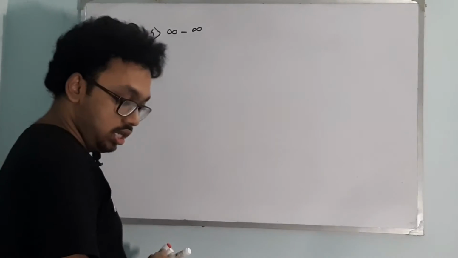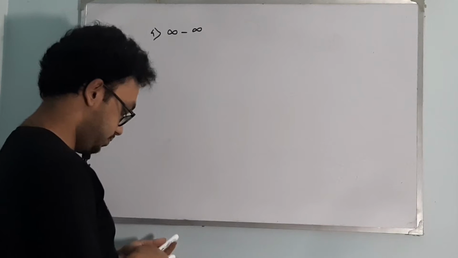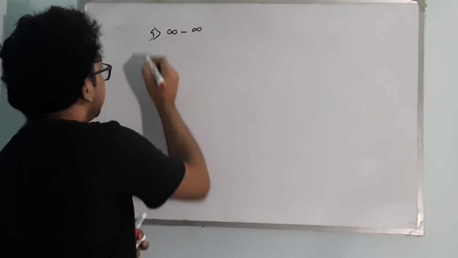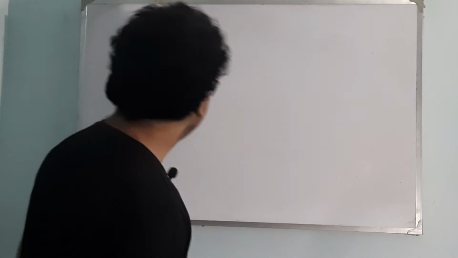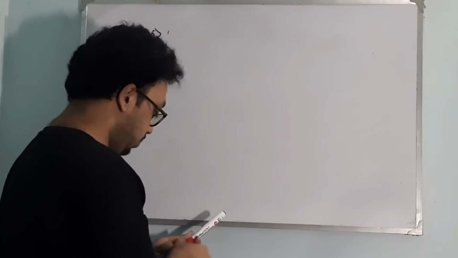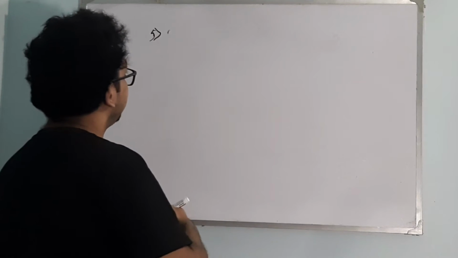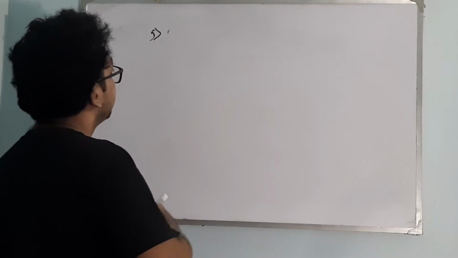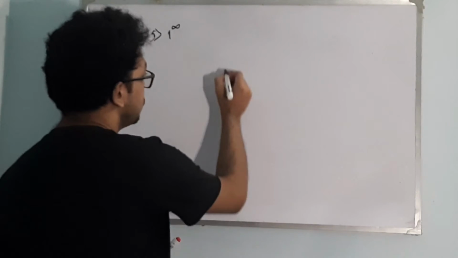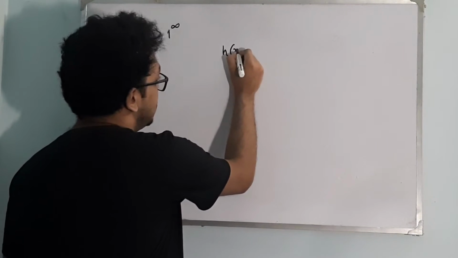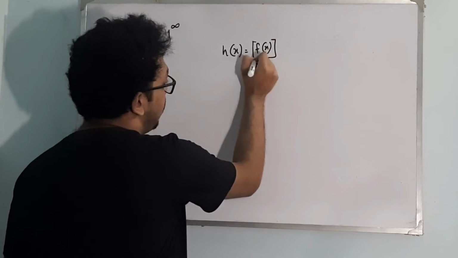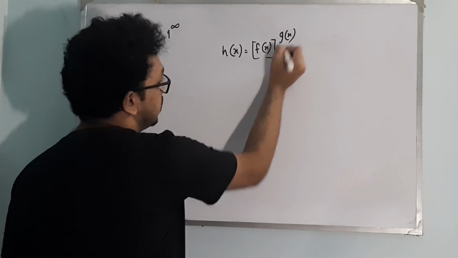All right. Now come to the fifth one. The fifth one is 1 to the power infinite, right? Let me erase the board. The fifth indeterminate form is 1 to the power infinite indeterminate form. Okay. 1 to the power infinite. So let us try to understand. Suppose we have a function h(x) such that h(x) is equal to f(x) whole to the power g(x). Clear?